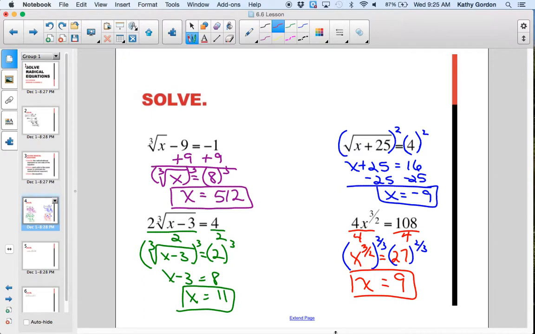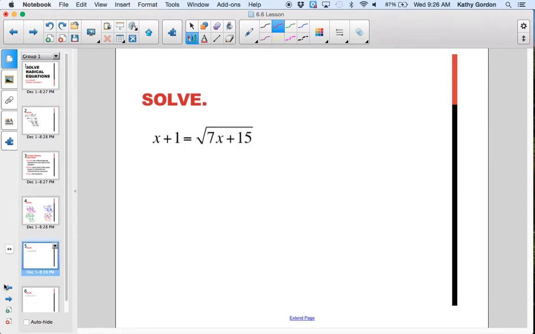Okay, so even when it's rational exponents, we still follow that same set of steps. We're going to isolate that piece first, and then we're going to raise it to a power, but the power we're going to use is actually just the reciprocal of whatever's there. Okay, and then evaluate it on the other side based on that new rational exponent. Okay? Questions on any of those? Okay.